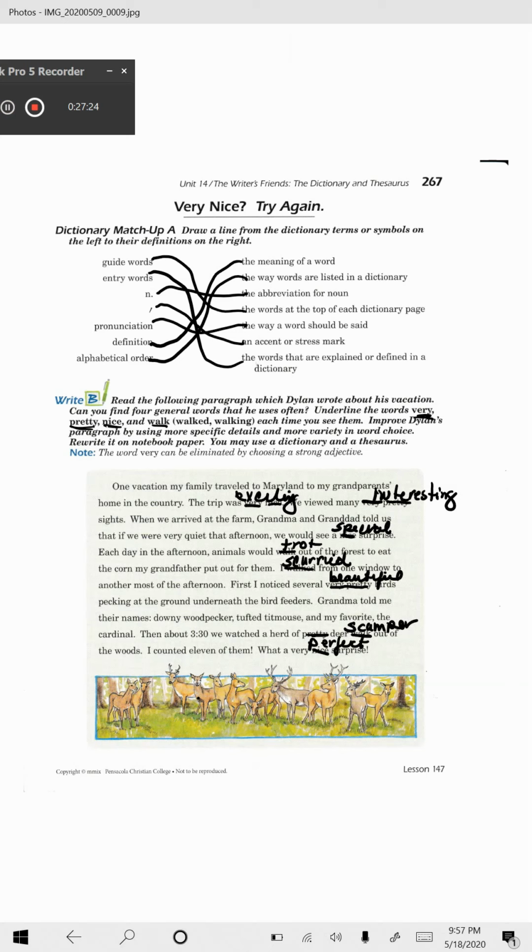So anyway, point being, the words very, nice, pretty, and walk are okay a little bit in a story, but if you use them over and over again, it gets really boring. So if you see yourself using some very common words, you might start pulling out a thesaurus, and maybe we'll work on this more next year. Pull out a thesaurus and get some better words.